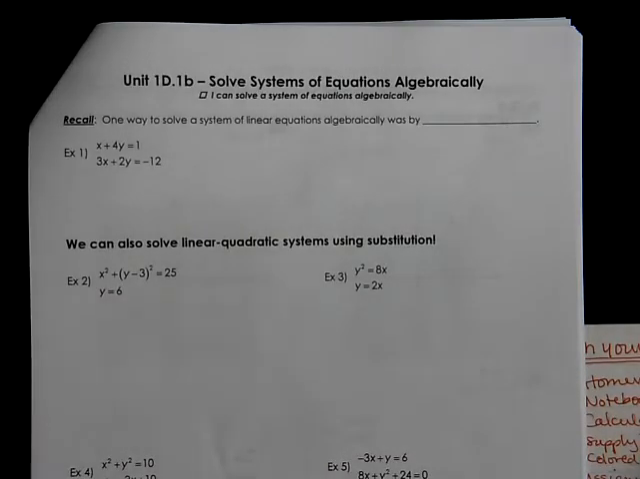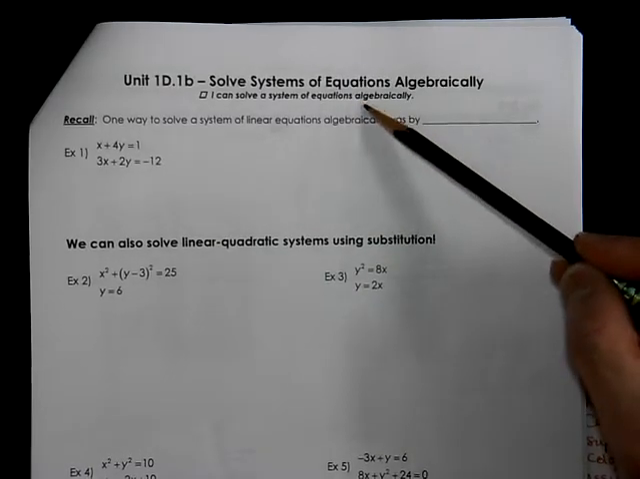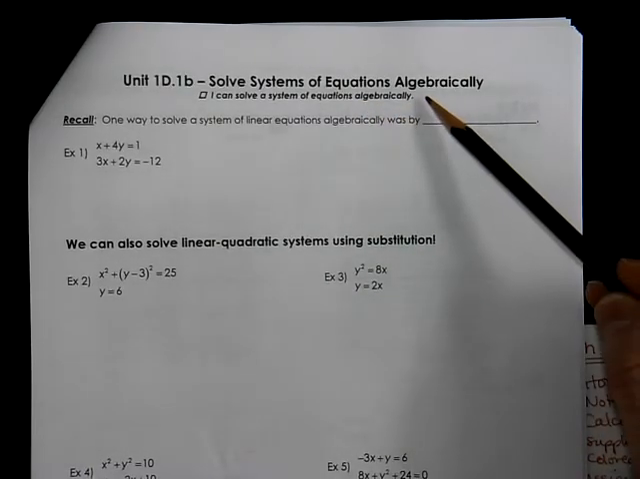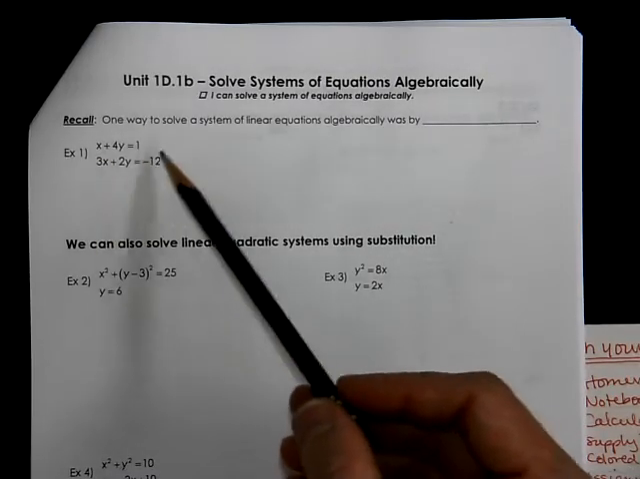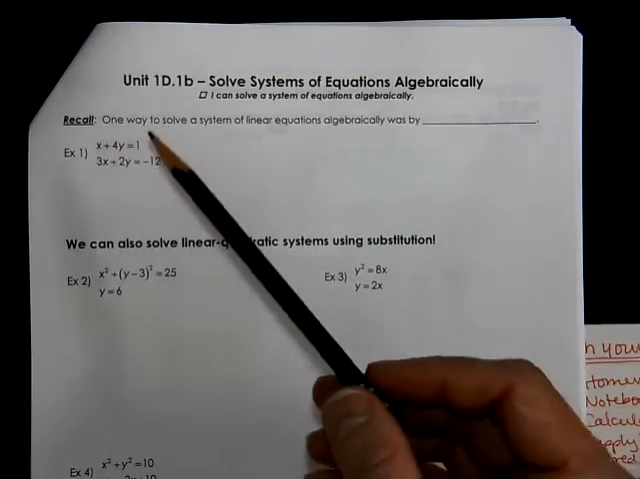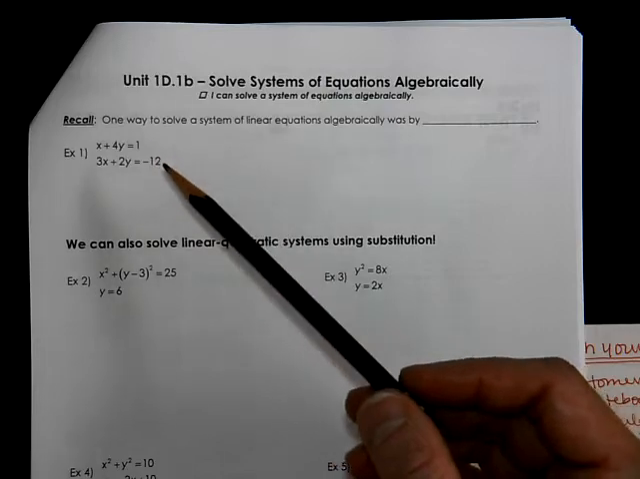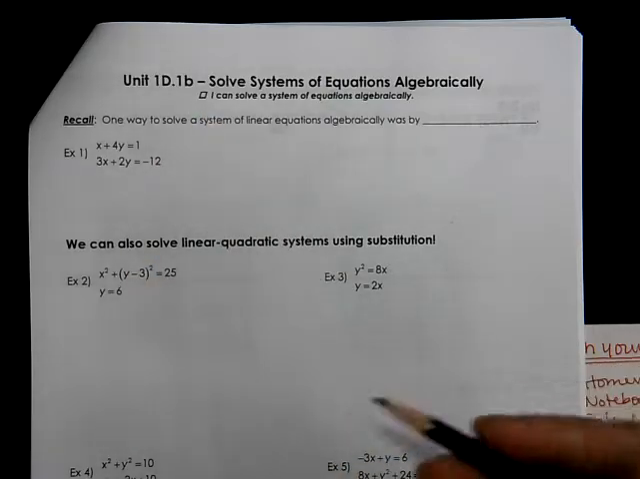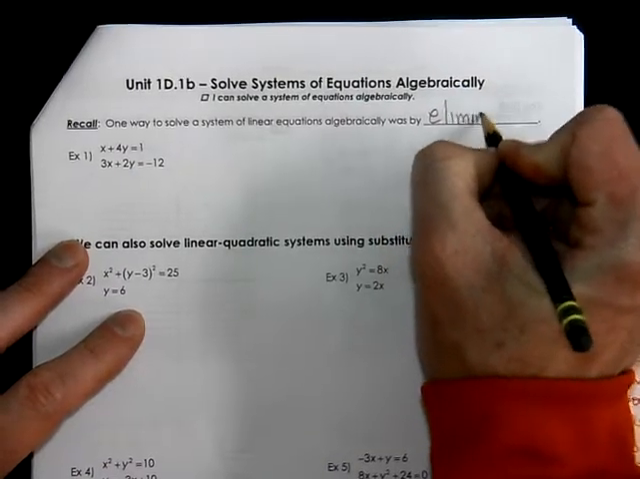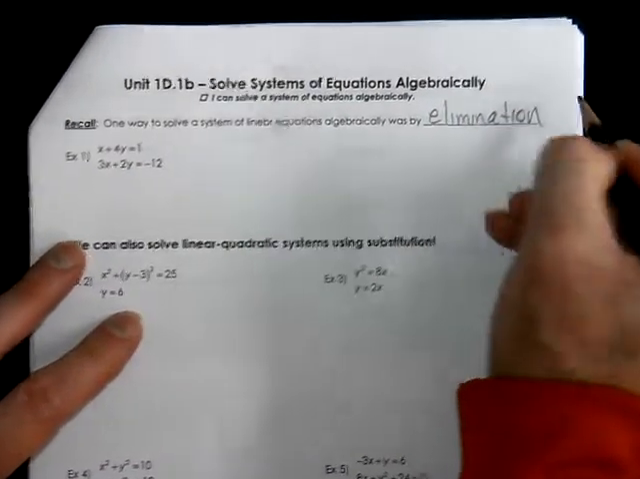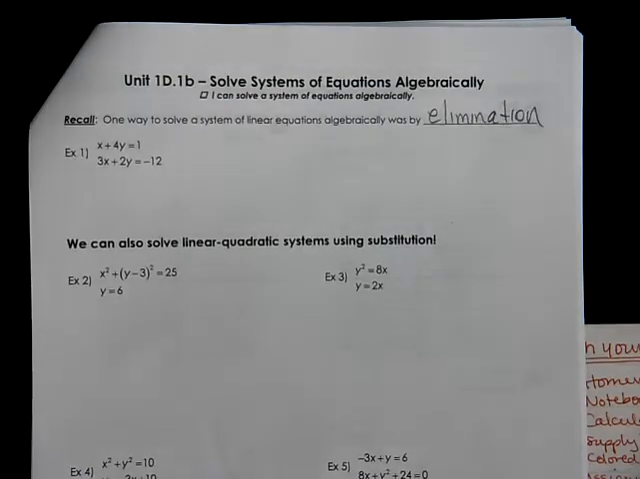This is Algebra 2 with trig, 1D.1b. We're going to solve systems of equations algebraically. So this first one that we're going to work on is something that you've probably learned in the past. It's typically the more advanced type that we call elimination. So we're going to solve this first one.